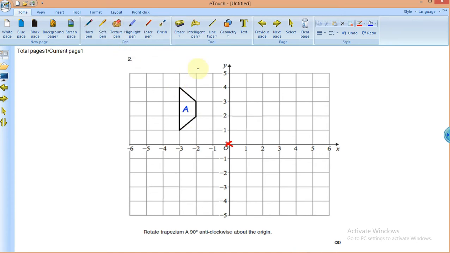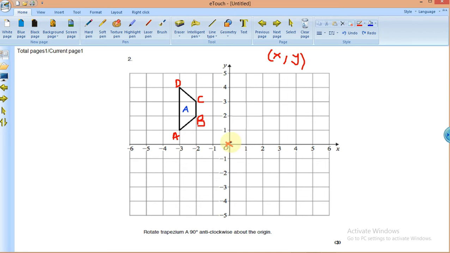So the first thing in any given transformation question is to label the object coordinate. So let's call this point A, point B, or coordinate B. Okay, point C or coordinate C and D. So I have 4 different points. Okay, and don't forget, generally we represent coordinate as x comma y.